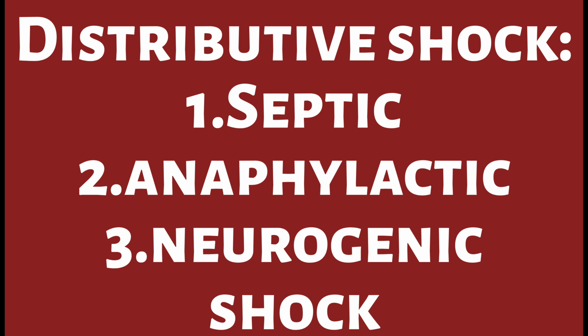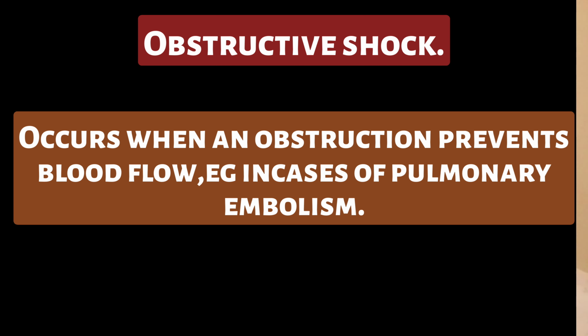We have septic shock, anaphylactic shock, and neurogenic shock. We go to the 4th type of shock, and that is obstructive shock. And what is obstructive shock? Obstructive shock occurs when an obstruction prevents blood flow, such as in cases of pulmonary embolism. So this is a blood clot in the lung. So obstructive shock occurs when there is an obstruction, and this obstruction prevents the blood flow to that particular vital organ. For instance, you can have pulmonary embolism, and that is a blood clot in the lung.